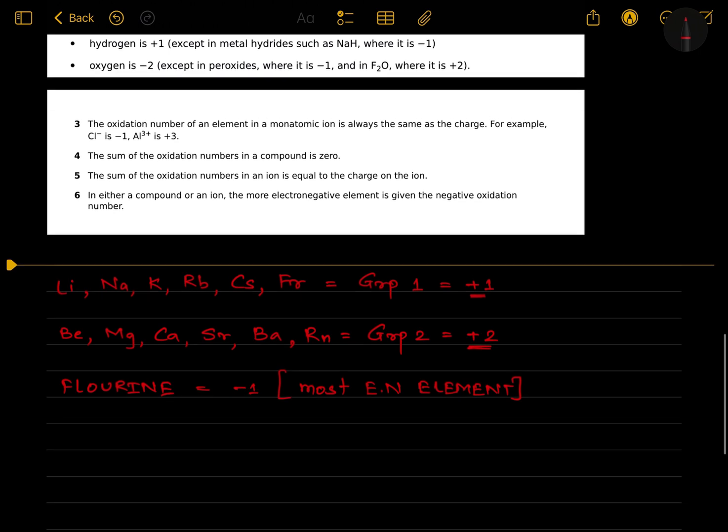Let's go further, the next one. If I talk about hydrogen, hydrogen has an oxidation number of +1 almost everywhere, except if it is bonded to a metal. It can be a group 1 metal or a group 2 metal.